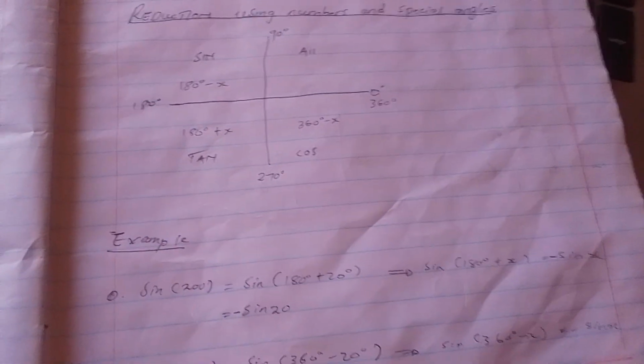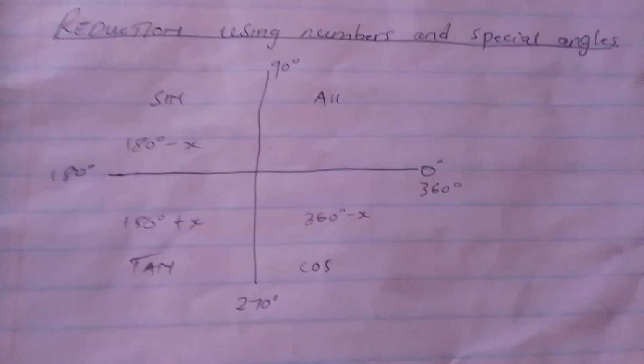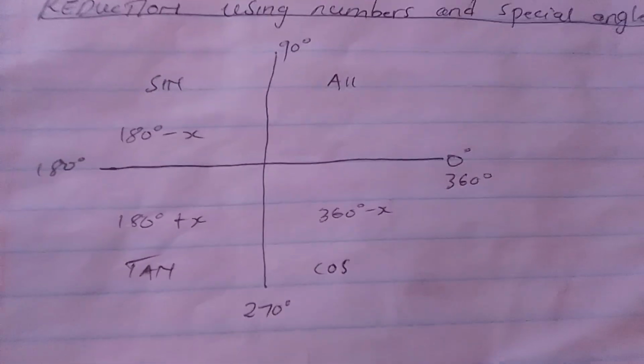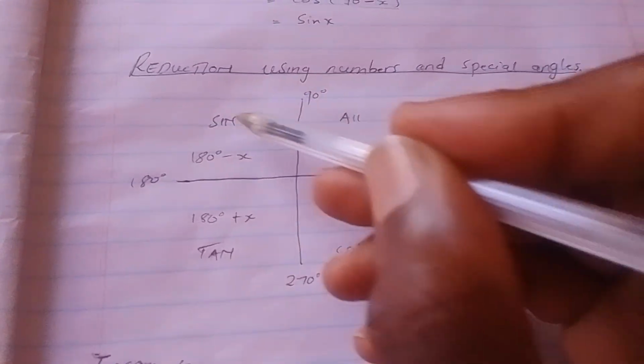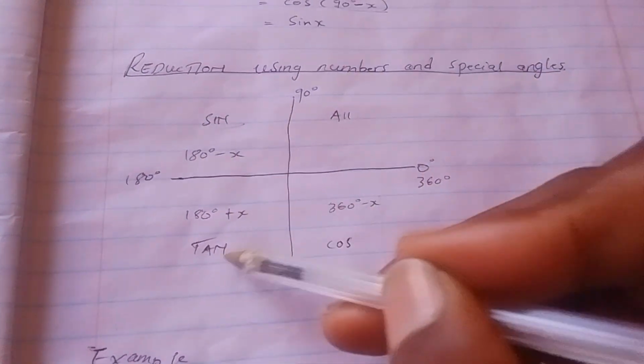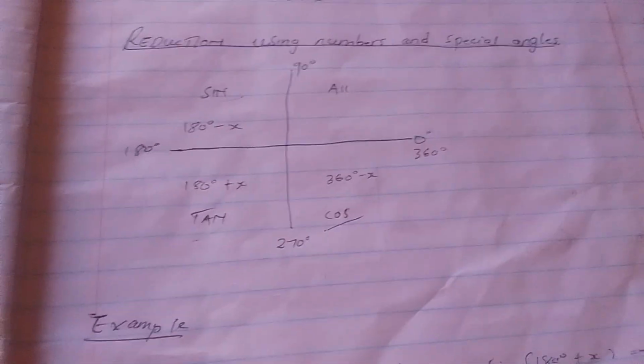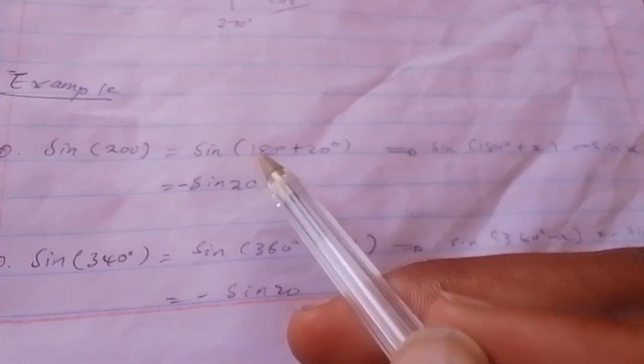Using numbers and special angles. Don't forget your cast diagram, guys. We are saying all positive, sine is positive, tan is positive here, cos is positive here. Then the rest are negatives. Alright. So okay. Example. We have sine 200 is equal to sine into 180 plus 20 degrees.